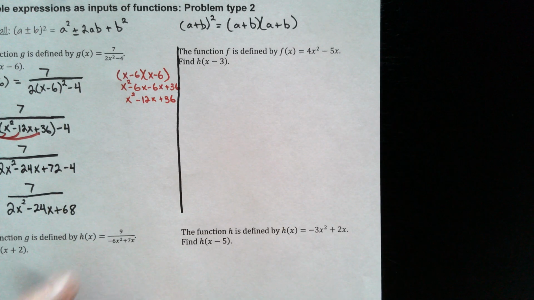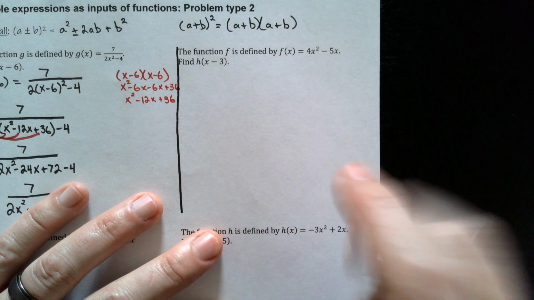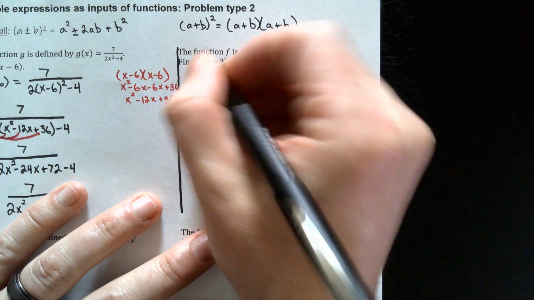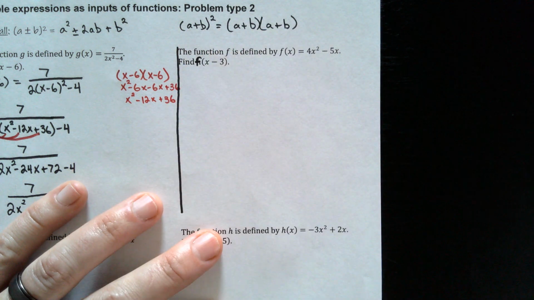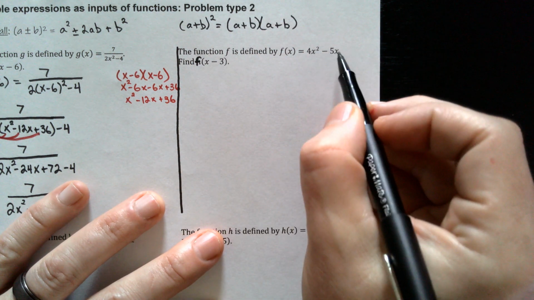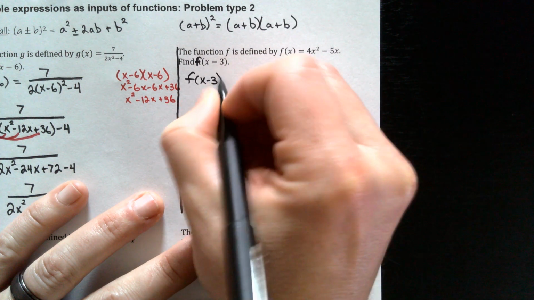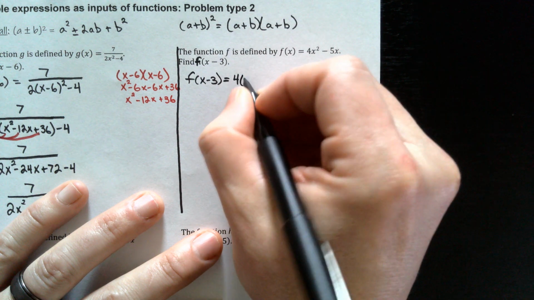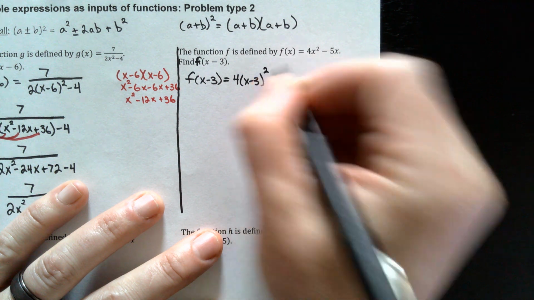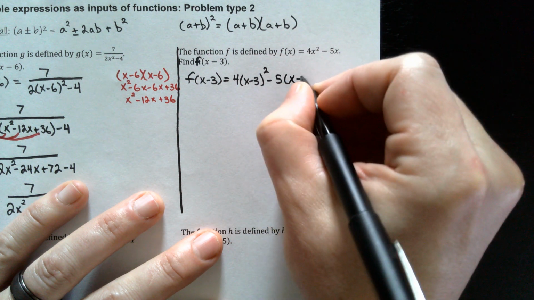Okay, let's take a look at this one. This time we have f of x is equal to 4x squared minus 5x. Oh, this should have been an f. Sorry about that. And then we're asked to plug in x minus 3 into this function right there. So I'm plugging the x minus 3 everywhere I see an x. So f of x minus 3 is equal to 4. Instead of x squared, we'll write x minus 3 squared. And then minus 5 instead of x, we'll write an x minus 3.